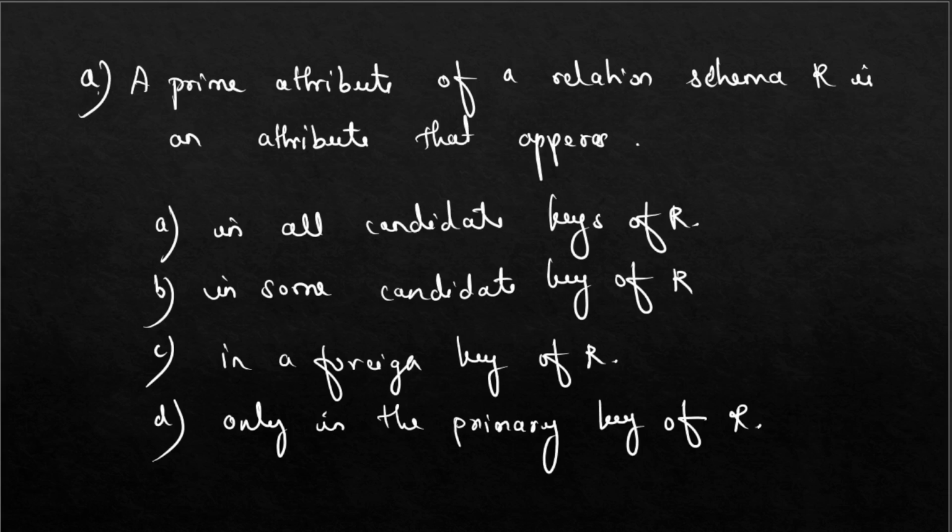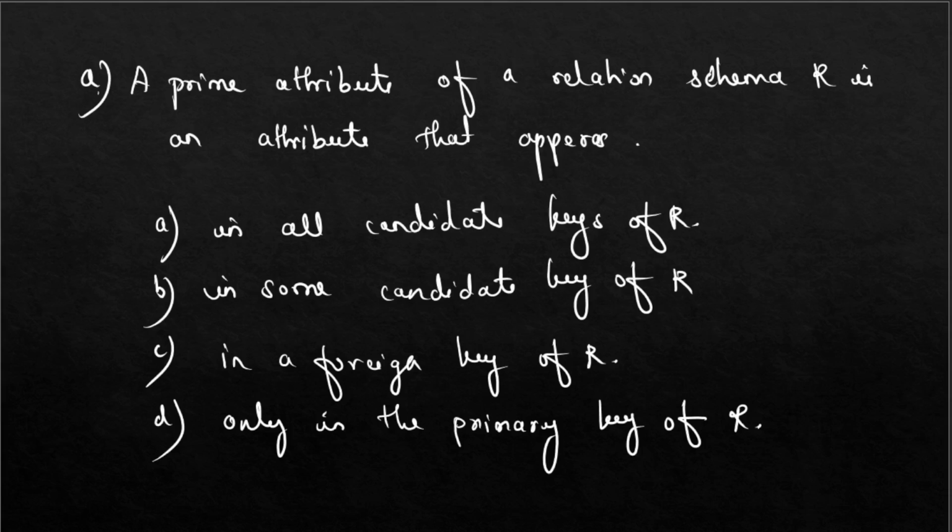So which is correct answer, everyone? So let's see some few points before discussing the correct answer. What are attributes? Attributes of a relation which exist in at least one of the possible candidate keys are called prime attributes. And candidate key is minimal of super key. This all you know. And therefore, prime attributes of relation schema R is an attribute that appears in some candidate key of R. Okay, some candidate key.